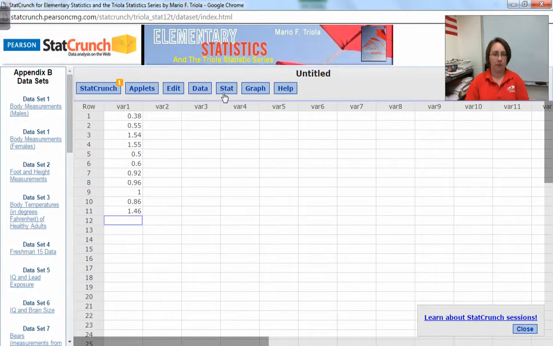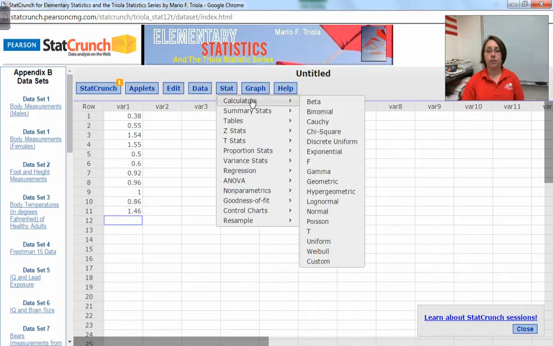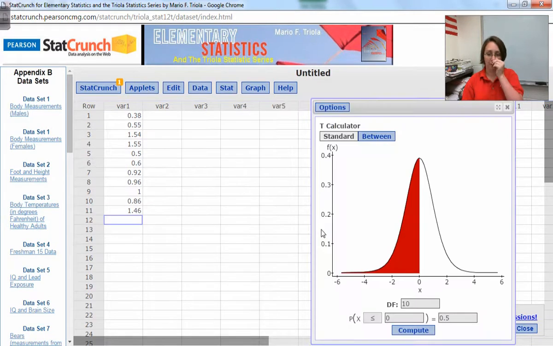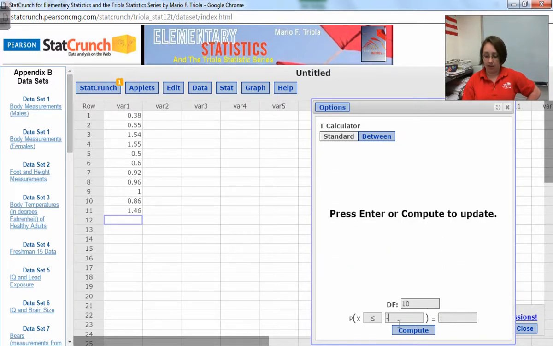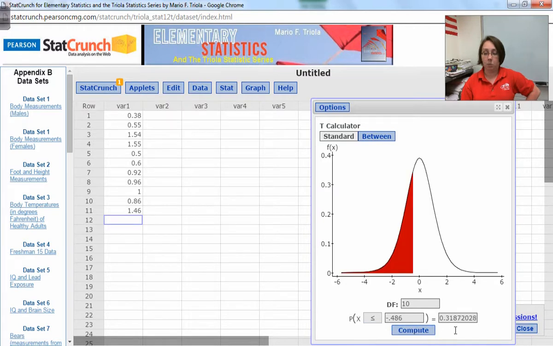Alright. Let me make sure I got this right. Alright, so yes, you go to Stat, go to Calculators, and then we need, pretty sure it was T. Yes, there it is. Alright, so what you do, you put in your degree of freedom. Just happens to already be the correct one. Remember, N was 11, 1 less is your degree of freedom. Our X value was negative 0.486. The calculator lets you do negatives, so that's nice. And we want the left tail, so we want less than that. If we press compute, we get the area in the tail.